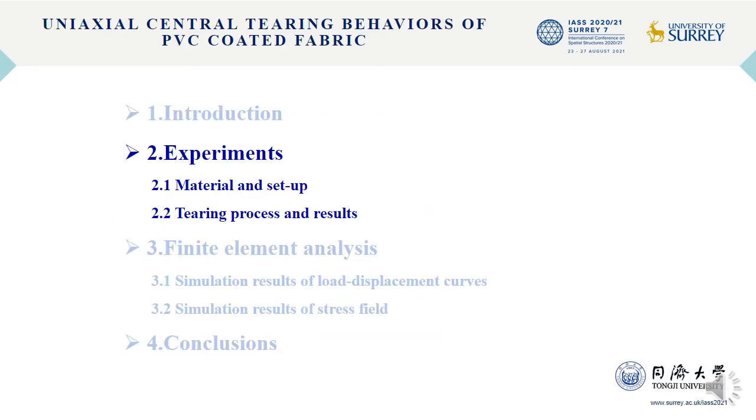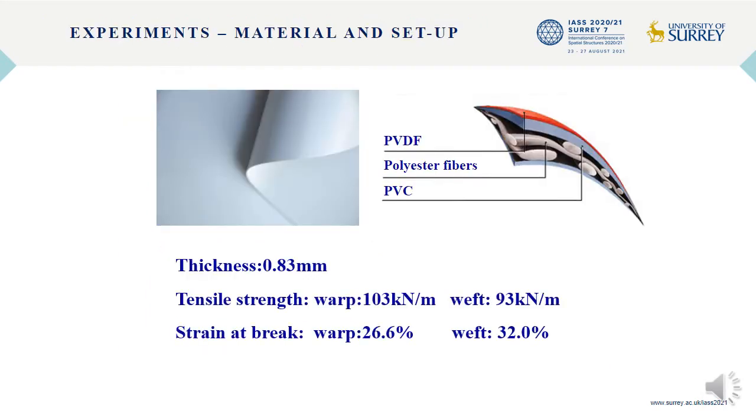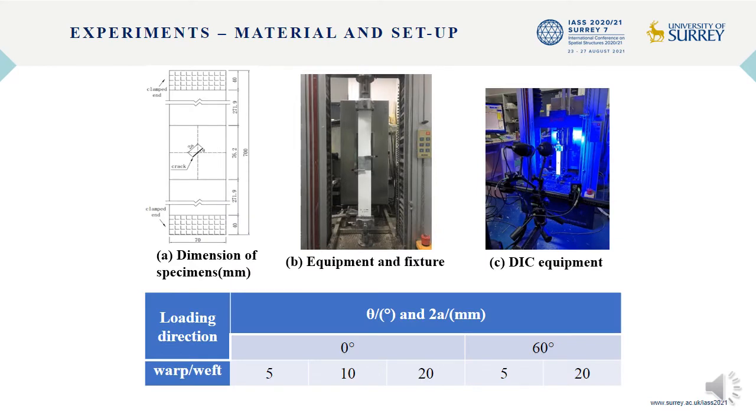The second part is the experiment, including some basic illustration and the results. The material adopted here is a PVC coated fabric. The basic material properties in warp and weft direction are listed in the picture. The dimension of specimens is shown in Figure A. The side lengths and orientations adopted are listed in the table.